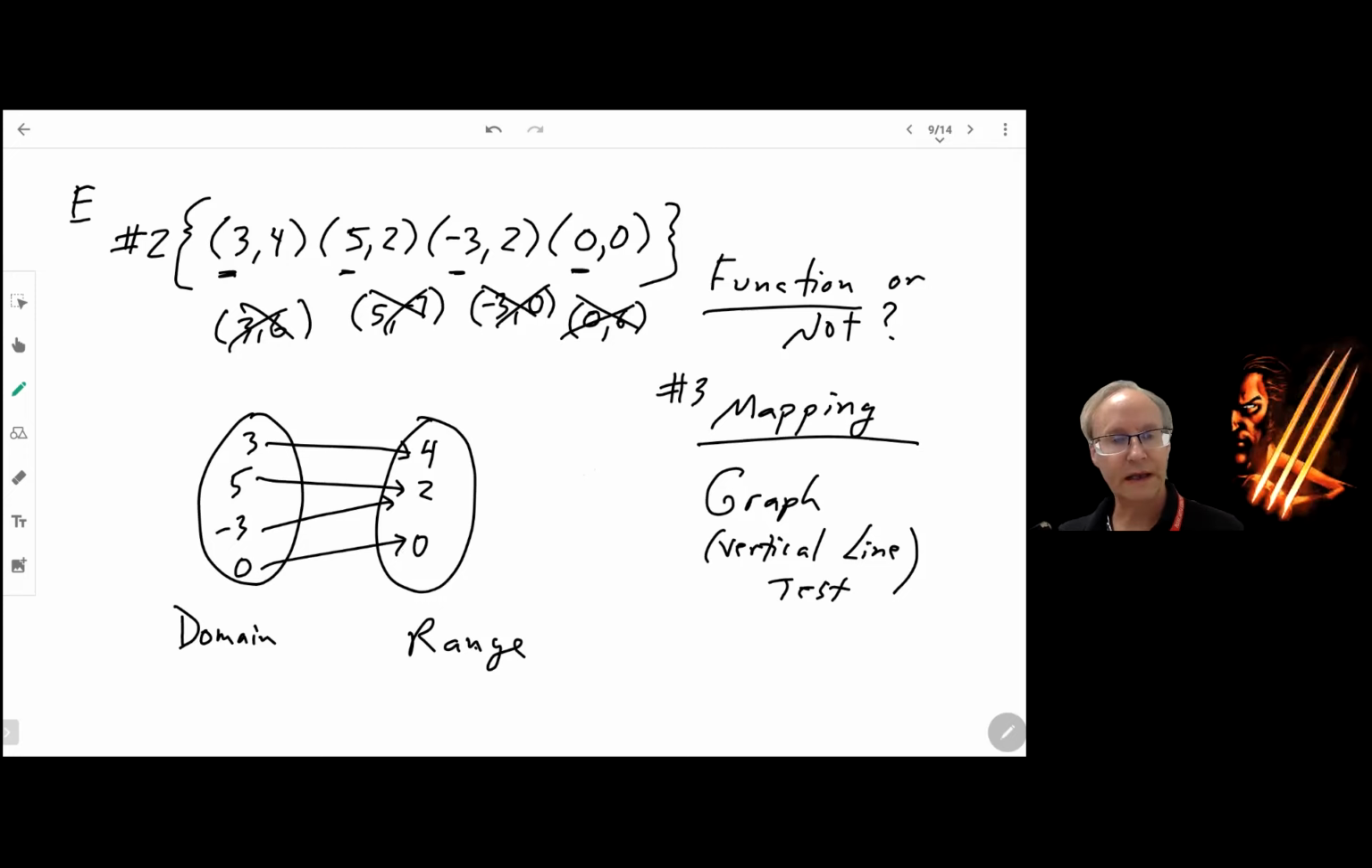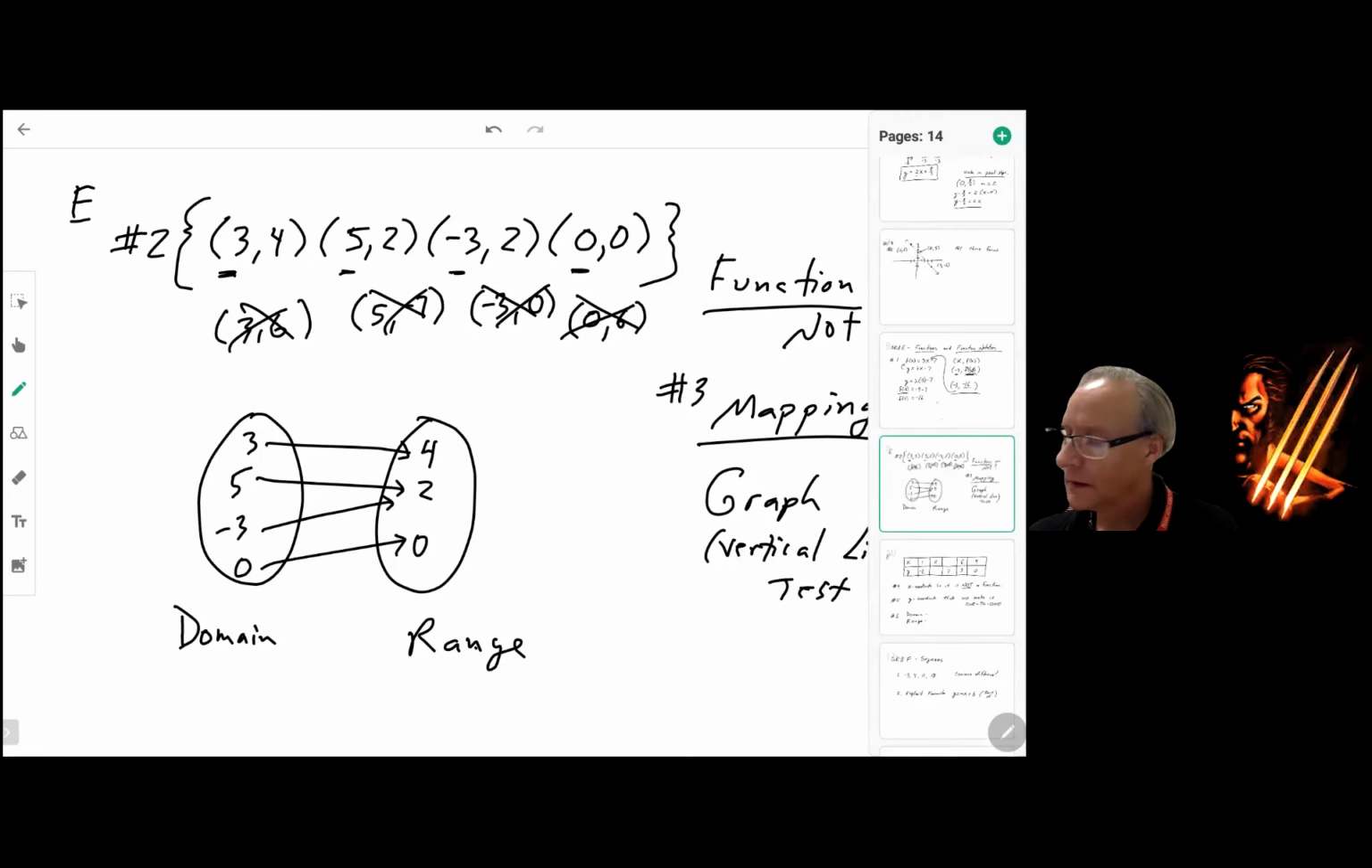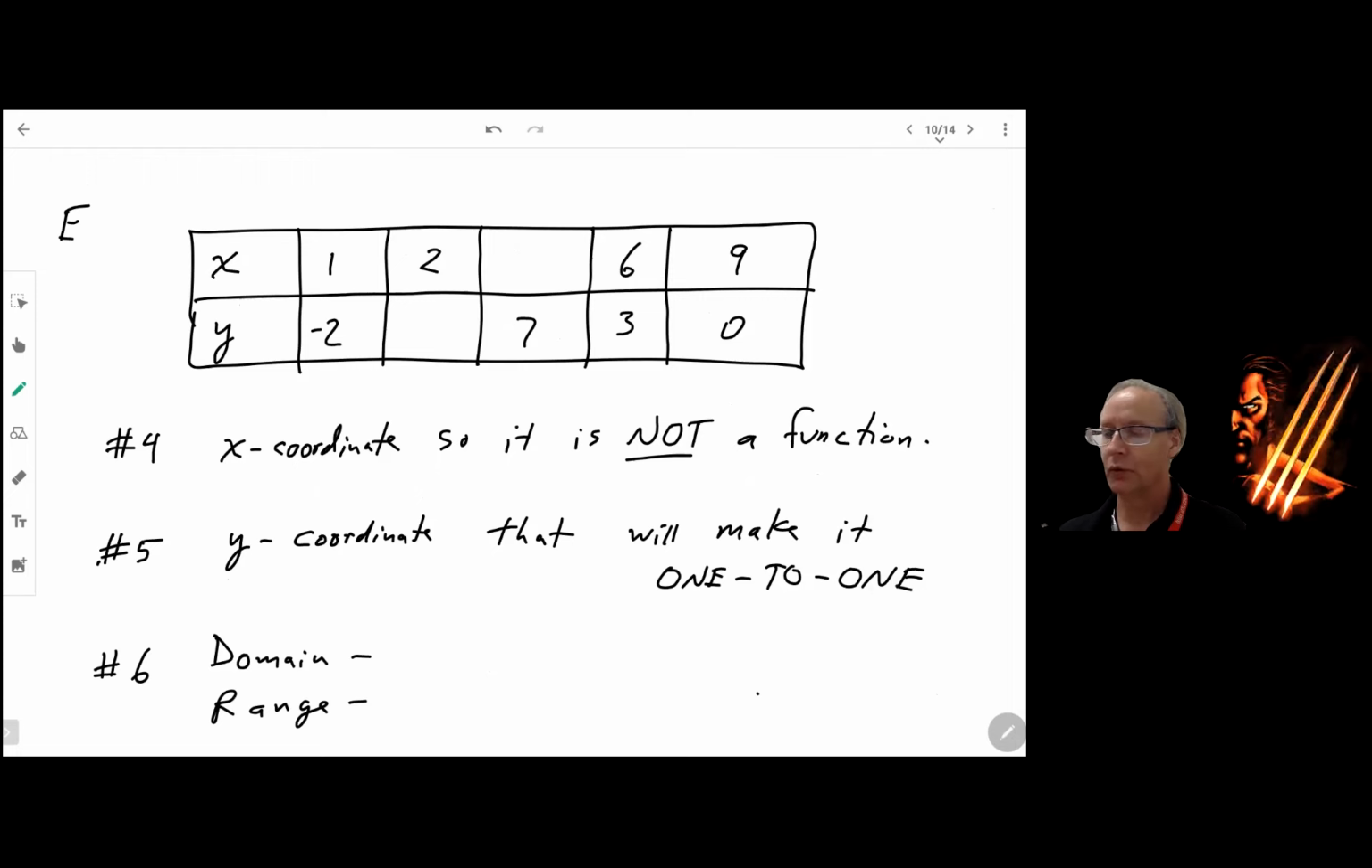And we could graph it and use the vertical line test to test it. And in order to graph it, we're going to be using the graphing calculator pretty soon. So when I go to the graphing calculator, we could do these points and put them on a graph. So I'm actually going to write them down so I don't forget which ones I'm going to put on there. We're looking at 3, 4, 5, 2, negative 3, 2, and 0, 0. So if we were to look at those points, we could use the vertical line test to determine whether it's a function or not.